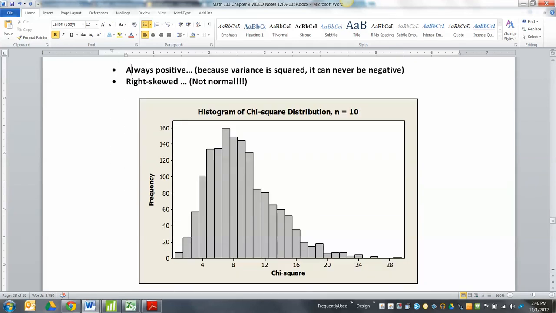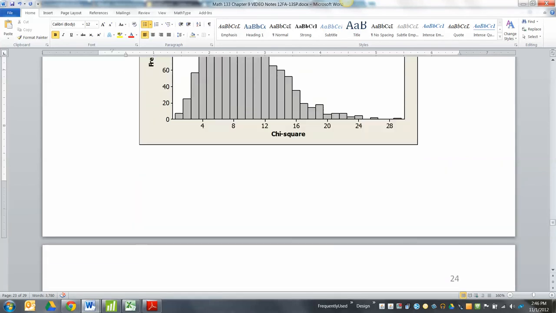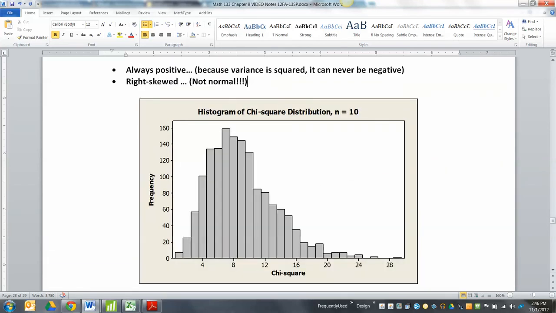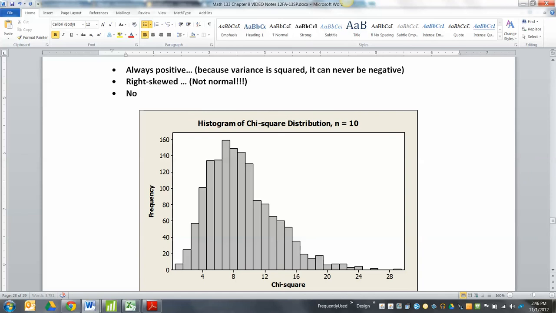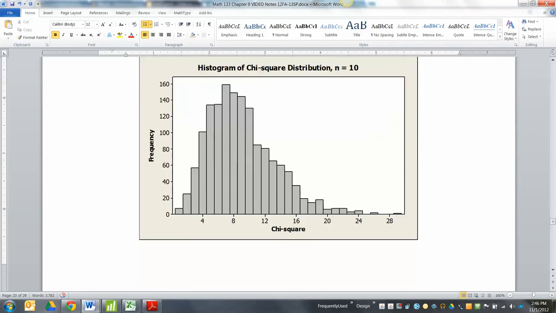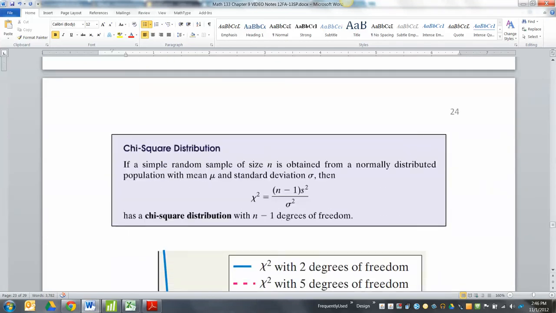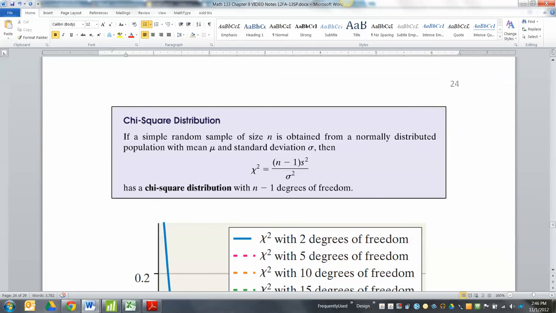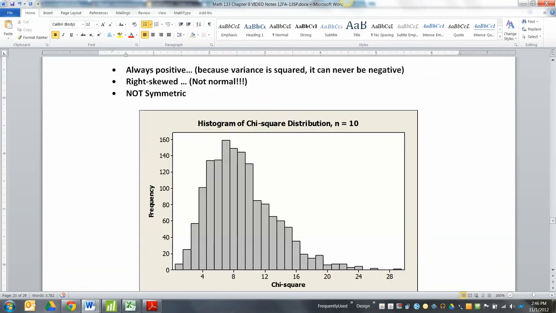It has to do with the fact that it's cut off, and it has to do with some other things. But it's always positive. It is always right skewed. It is not symmetric, right? The normal curve and the t-curve, those were symmetric around zero. This is not symmetric. So that's going to make your lives a little bit more difficult. All right, so that's what the chi-square distribution looks like. This particular one was for n equals 10, which was degrees of freedom equals 9.